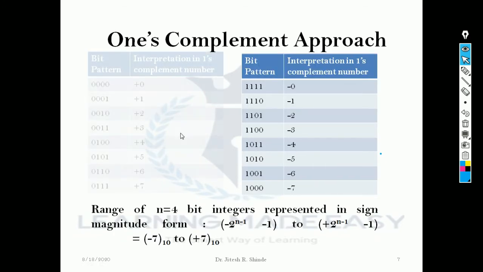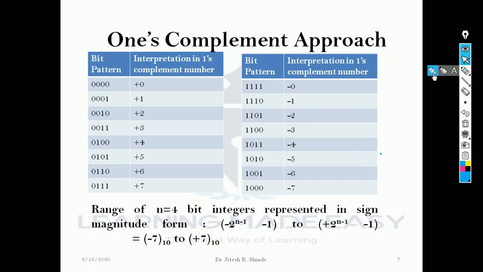Now let's see the table for n equal to 4 bit, signed binary representation using the one's complement approach. Plus 0 is represented as 0: the MSB bit is 0 to indicate the number is positive, and the remaining 3 bits are 0, representing the magnitude. Plus 3: the magnitude is 0, 1, 1 and the MSB bit 0 indicates the number is positive. Minus 3: how will we get minus 3? If we invert the plus 3 representation, we get 1, 1, 0, 0.